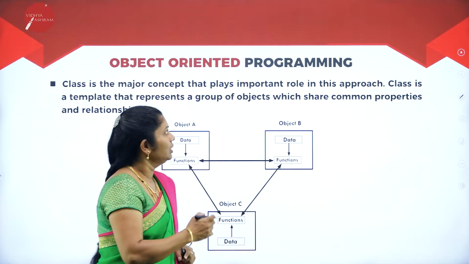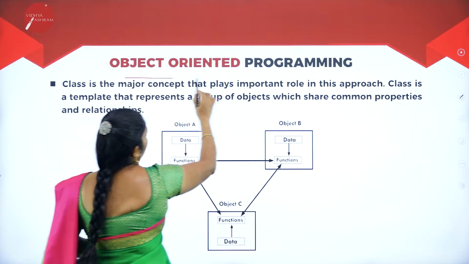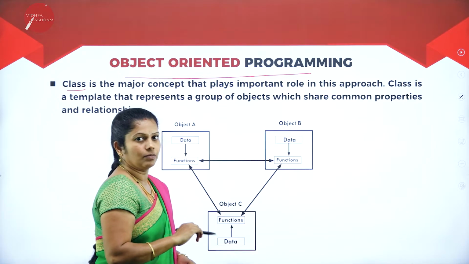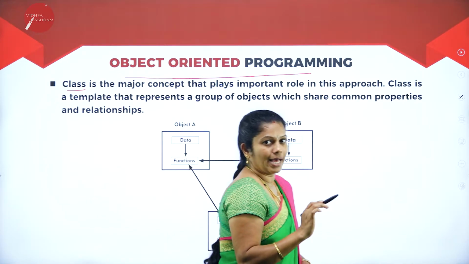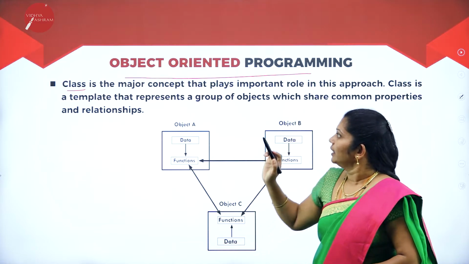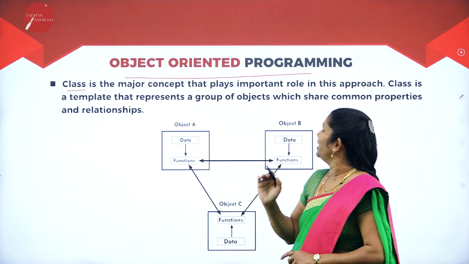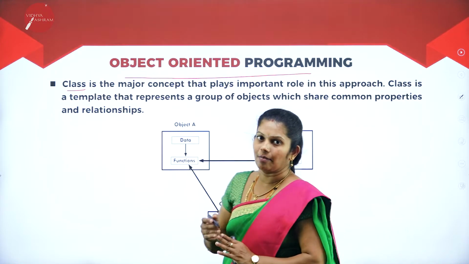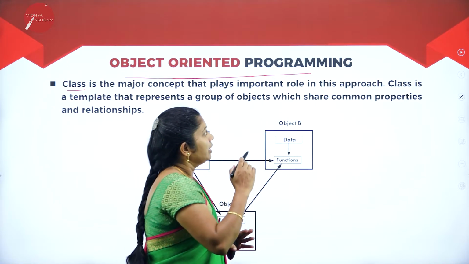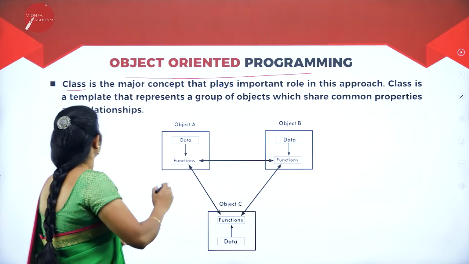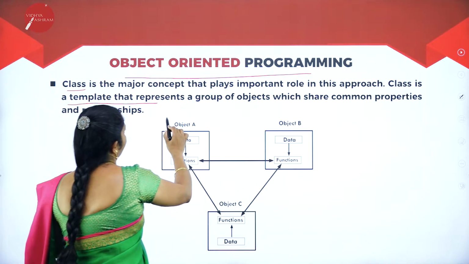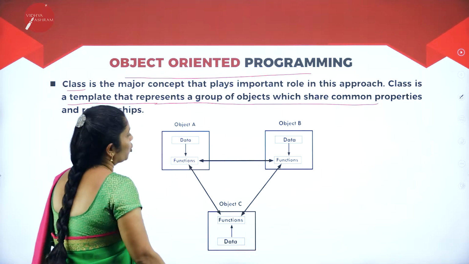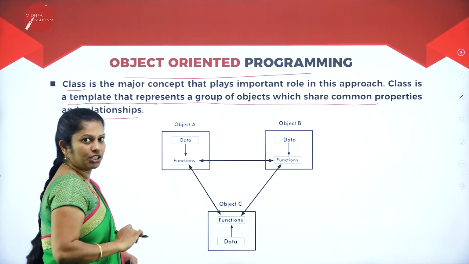Next, when we come to object-oriented programming, we use the main concept called class. Then what do we mean by this class? Class is a major concept that plays a very important role, especially in the object-oriented concept, a very important role in this technique. The class is a template that represents a group of objects which share common properties and relationships.